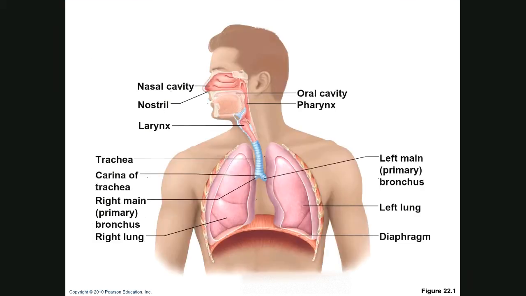Here are some parts of the respiratory tract. We have our nasal cavity, nostril, larynx, trachea, oral cavity, and pharynx. And if you'll note, our right lung has 3 lobes. Our left lung has 2 lobes, leaving space for the heart here. And this is your diaphragm.